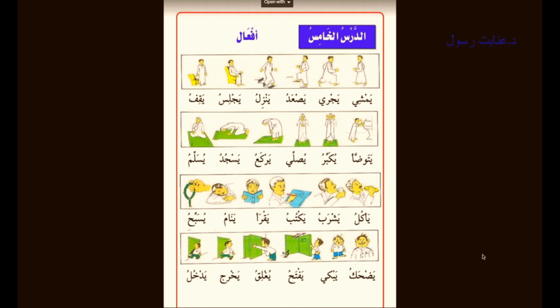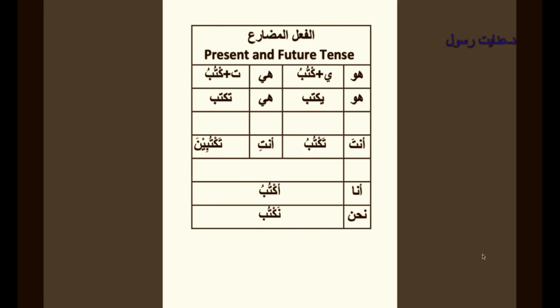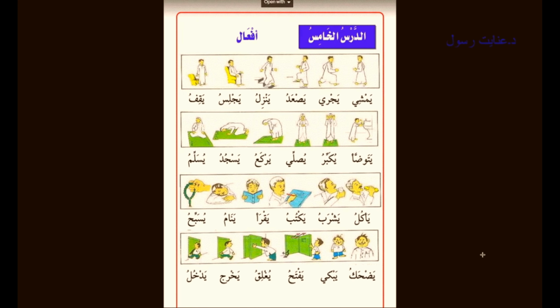Huwa yas'adu, he is going upstairs. Now if you want to say she is going upstairs, you say hiya tas'adu. Like huwa yaktubu, he is writing, hiya taktubu. On this same pattern, you would say huwa yas'adu, hiya tas'adu. And you are going upstairs, anta tas'adu. For feminine singular, anti tas'adina. And for first person singular, ana as'adu. For plural, nahnu nas'adu.